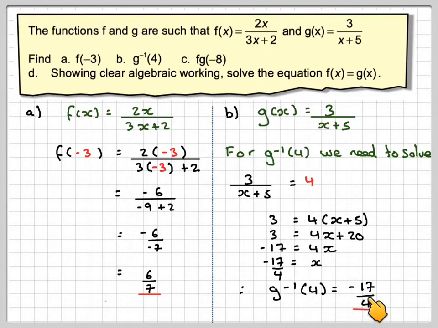That means if I put minus 17 over 4 into g, then I will get an answer of 4.